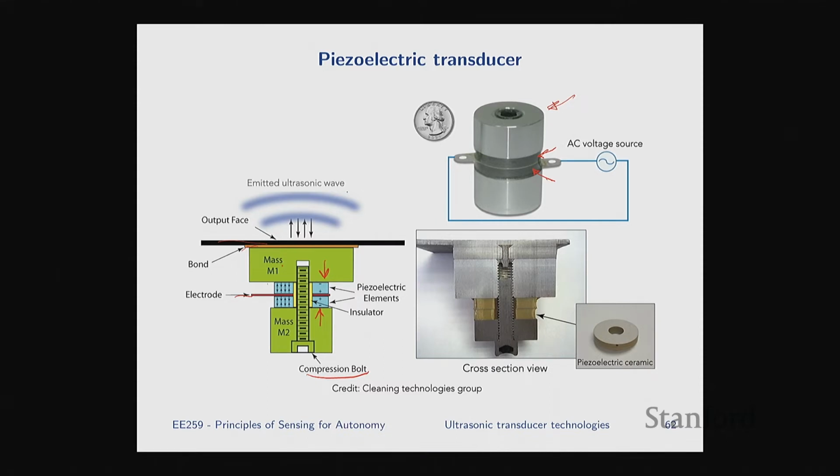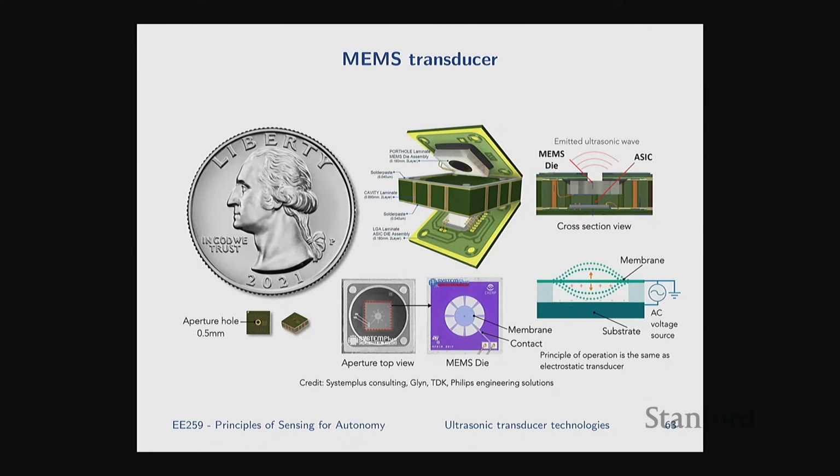And here's an actual cross section of a device. So you have your piezos here, and then that's the compression bolt. You have the two masses, and at the end of the day, this top plate is what your final aperture of the emitter or the receiver is going to be. Okay, so that's piezo.